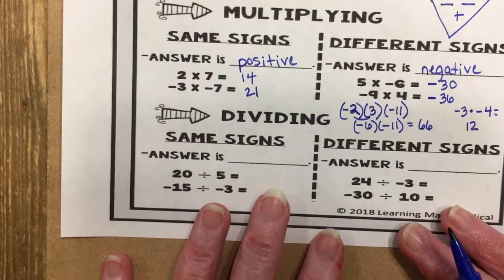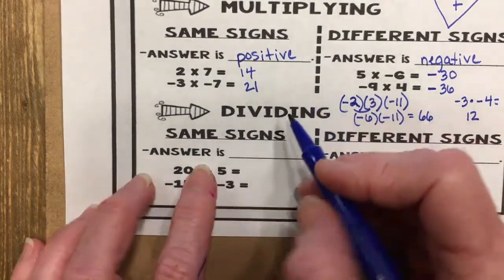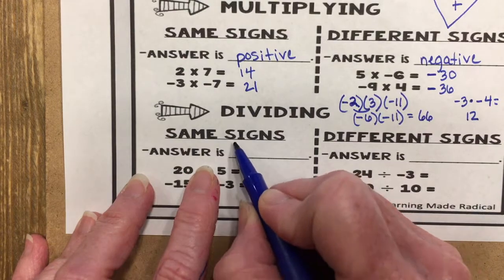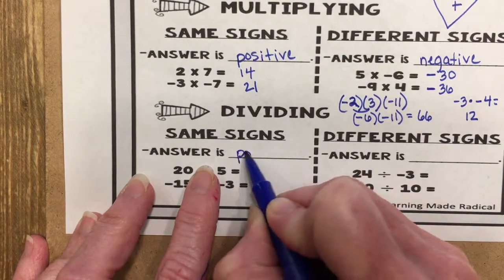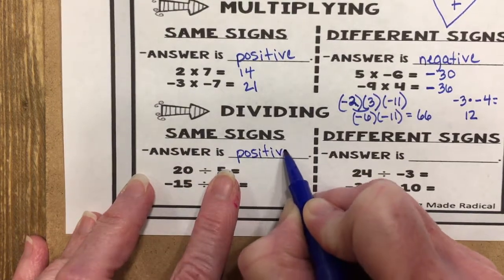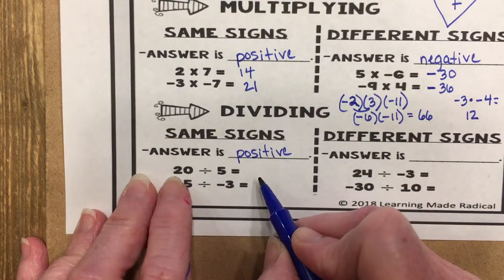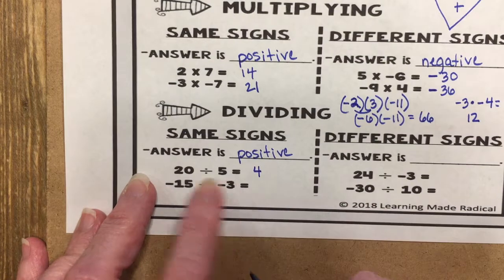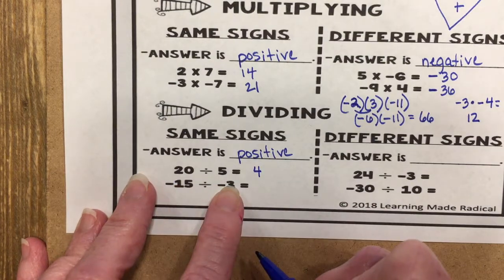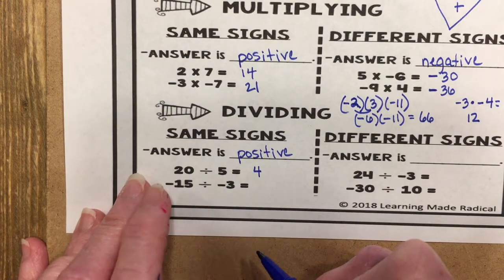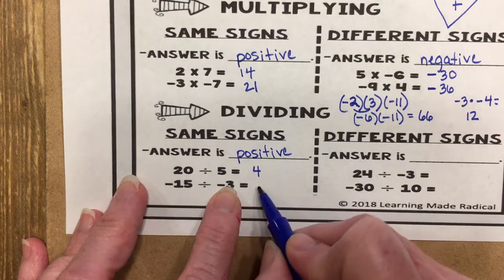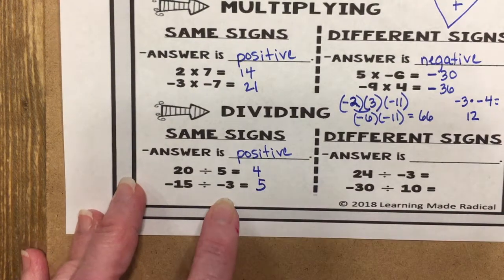All right, for division, same rules as multiplication. The answer, when you have the same sign, is going to be positive. All right, so I have a positive and a positive, so my answer will be positive. 20 divided by 5, 4. Okay, I have a negative and a negative, so my answer will be positive, and I just divide like normal. -15 divided by -3 is a positive 5.